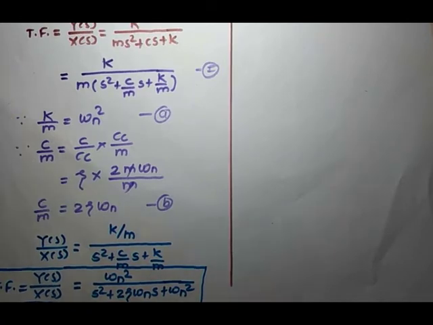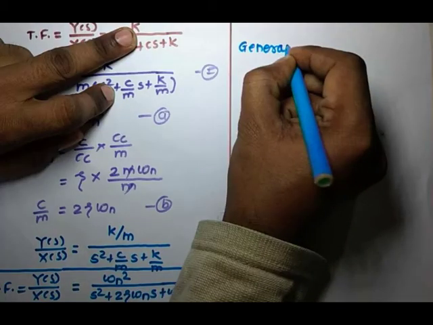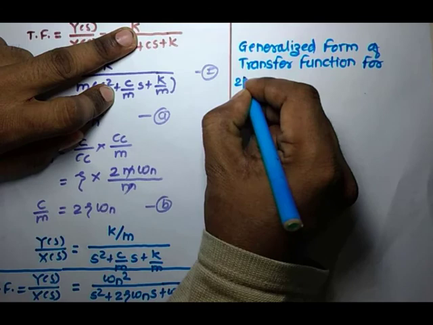Now let us write this equation in a generalized form of a transfer function for any second order differential equation. So we can use this transfer function for any second order mechanical system by substituting the values, provided the system has damper, spring and mass as the basic three elements. If the damper is absent, we will substitute zeta equal to 0, and then we have to modify this equation for the given second order mechanical system. So we'll write the generalized form of the transfer function for a second order mechanical system.